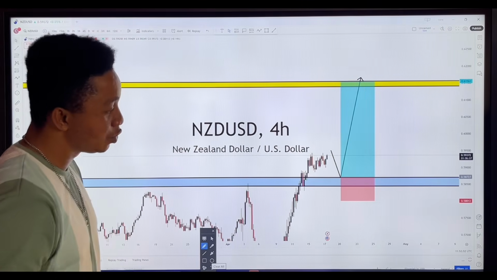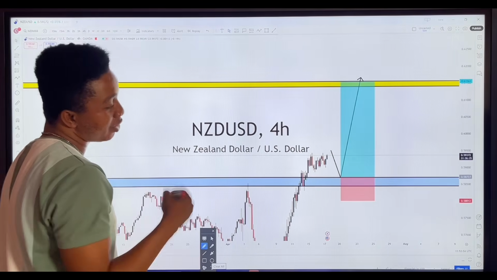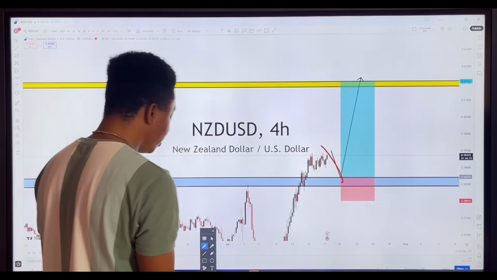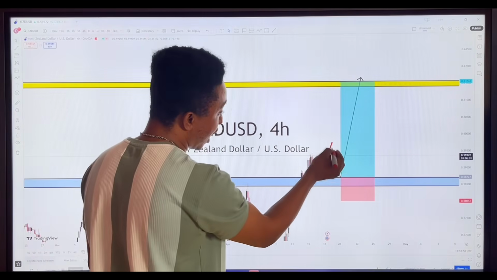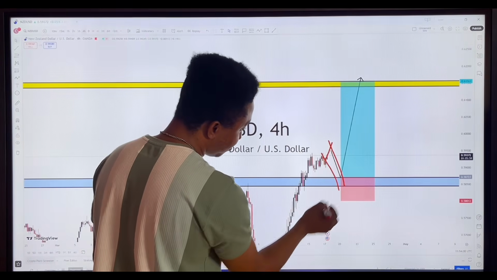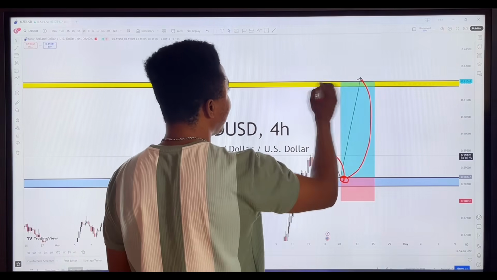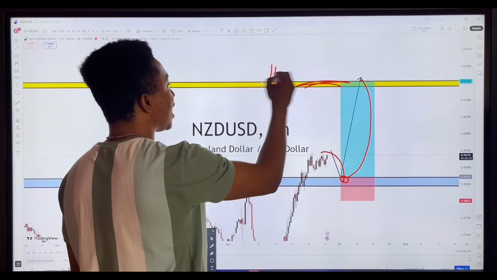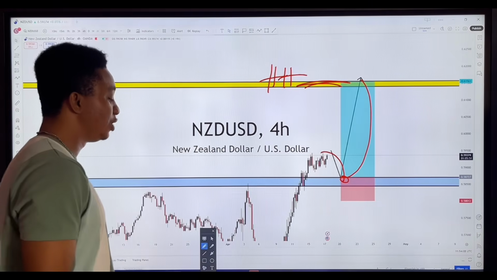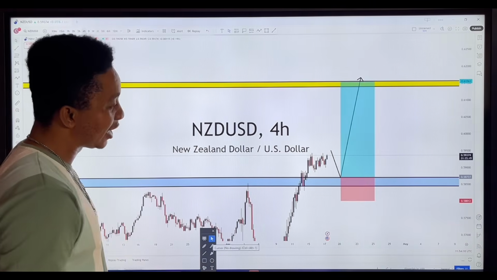So NZD USD is also a full and complete technical analysis. We are waiting for a retest. Any form of retest is accepted. Price can move up, drop down. Price can drop down from here. We just want to see a retest before entry confirmation to buy all the way to the next resistance, the weekly higher high. So this is also a full and complete technical analysis.